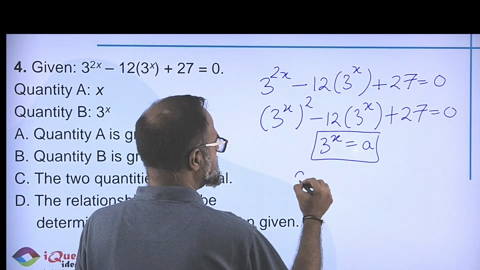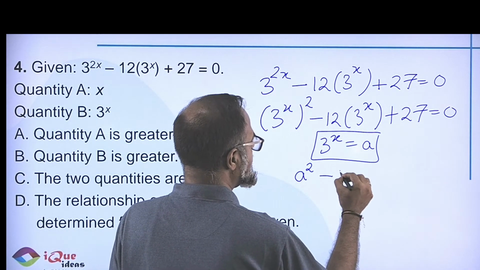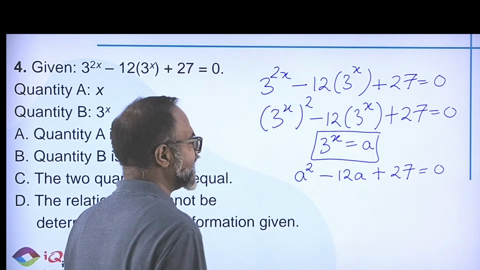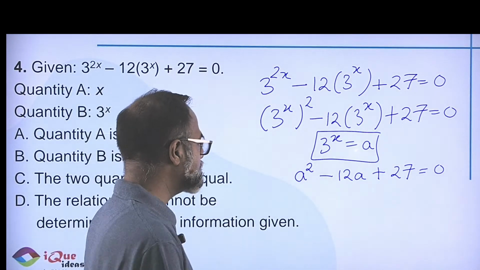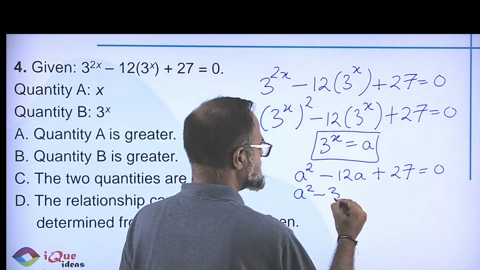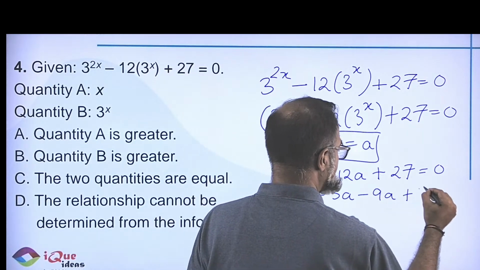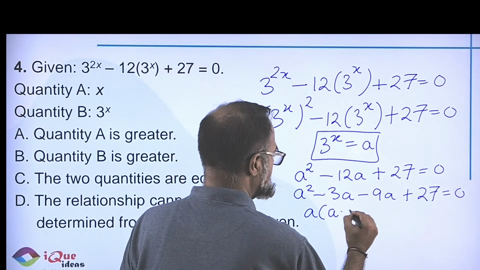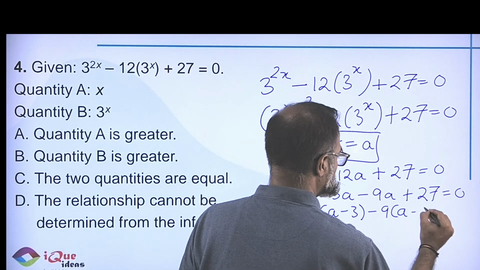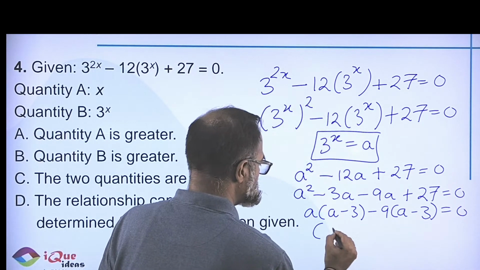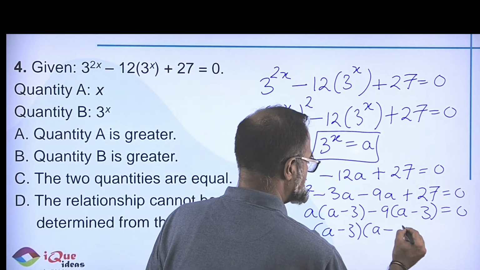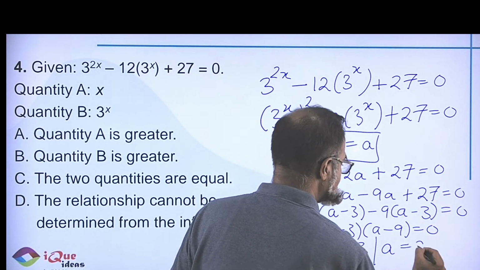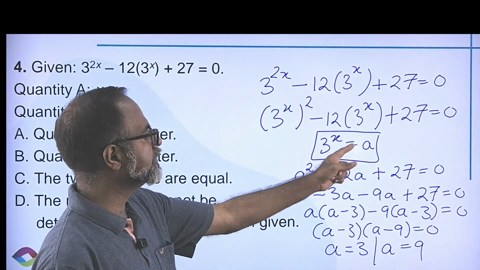So now I create a square minus 12a plus 27 is 0, a simple quadratic equation, splitting the middle term into 3 and 9. So a square minus 3a minus 9a plus 27 is equal to 0. So a into a minus 3 minus 9 into a minus 3 is 0. So a minus 3 into a minus 9 is equal to 0. So a is either 3 or a is equal to 9, but I've gone with an assumption.